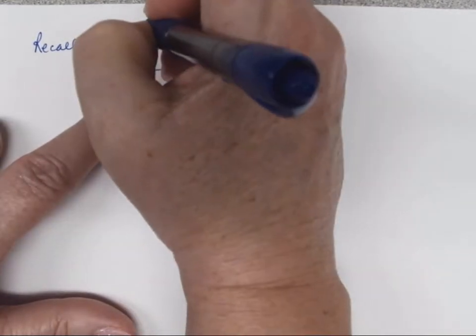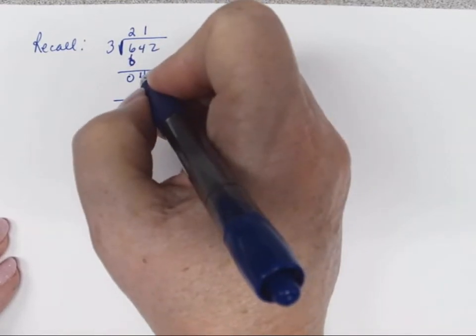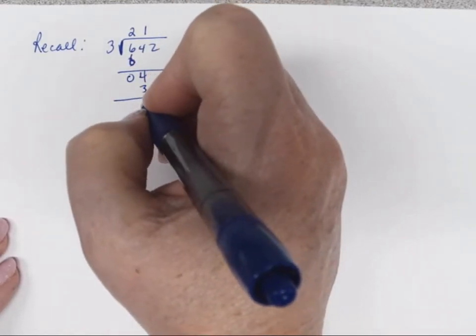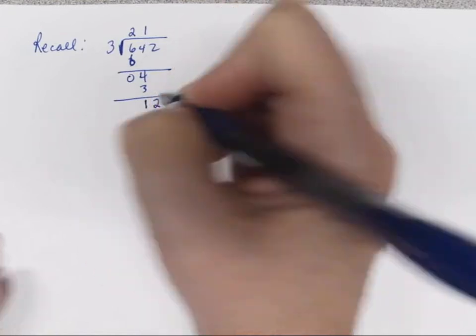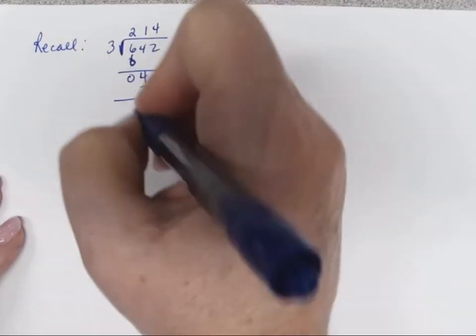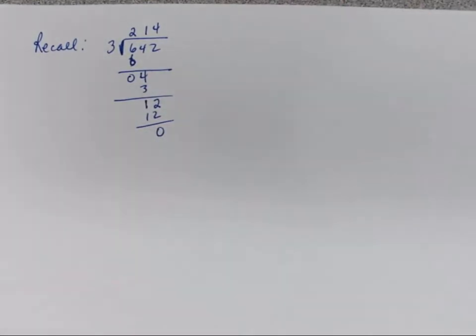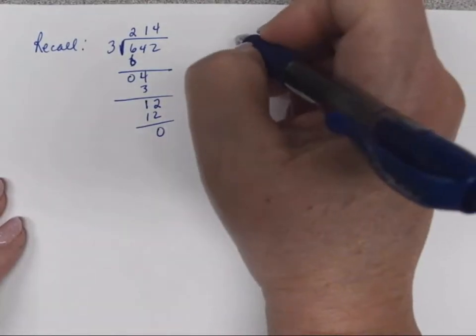3 goes into 4 one time, 1 times 3 is 3. We would draw the line, and we took 4 minus 3 got us 1, and bring down the 2. 3 goes into 12 4 times. 4 times 3 is 12, and that would get us 0. We never thought about whether or not it was subtraction. We just did it. All right, and our answer would be 214.